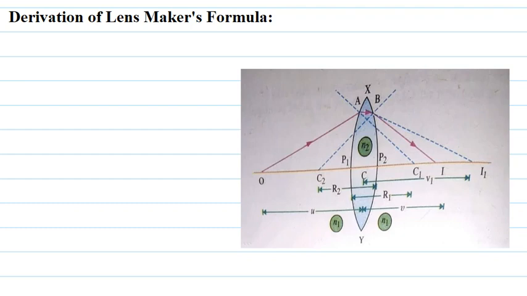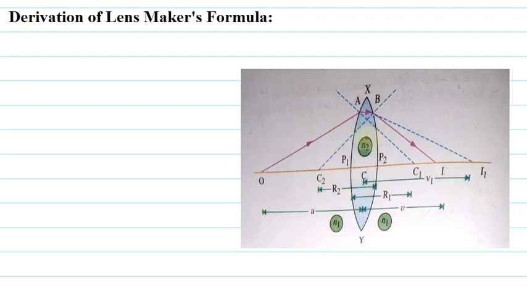Hello everyone. In this video, let us see the derivation of Lensmaker's formula. In this diagram, let P1 and P2 be the poles and C1 and C2 be the centers of curvature of the two spherical surfaces xP1y and xP2y of a convex lens with optical center at C.